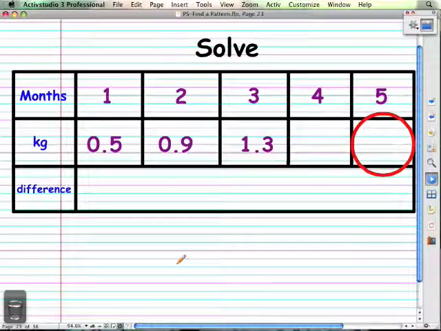And now it's time to solve. I'm using a 3-row chart. The first row represents the months, and the second row is my kilograms, and I can use the facts to fill in this row. And I added the third row to have some space to find the difference.